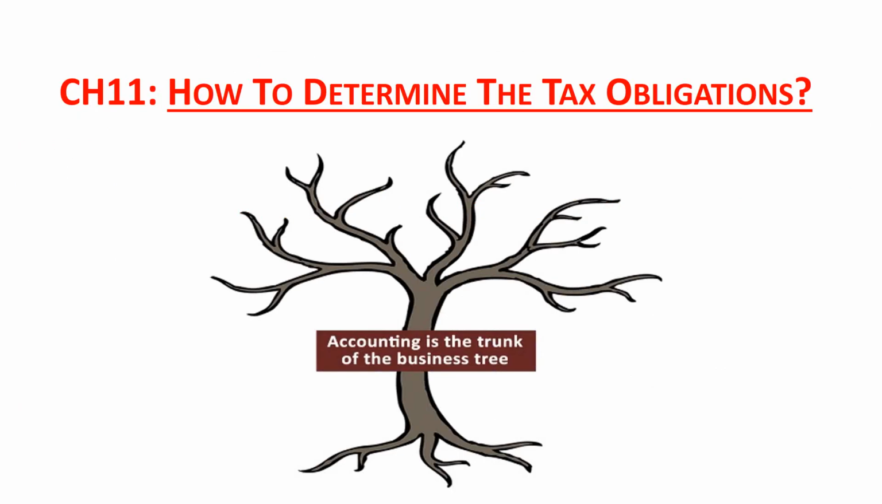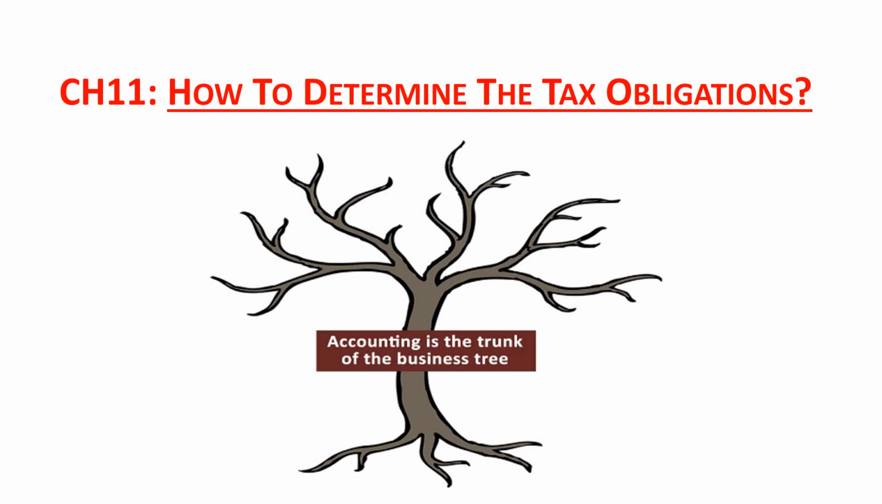Welcome to Chapter 11 video lecture, How to Determine the Tax Obligations. So in the last chapter, we did NPV and IRR, and we said that is the criteria, and most of you decided you should go into the business. Your NPV was positive, your IRR is higher than your weighted average cost of capital.